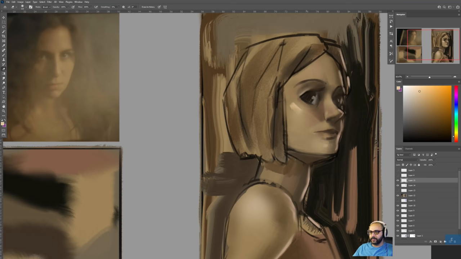It's a little bit like that. I'm just looking at the reference and how the highlights are treated. Mm-hmm. Here.